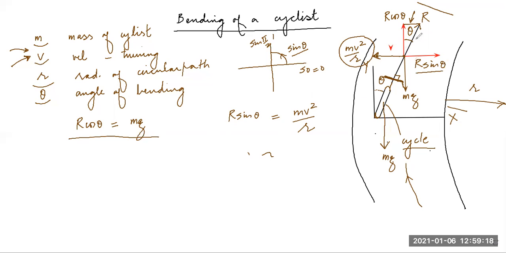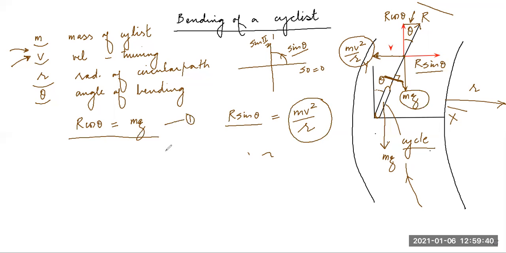So R cos theta, the component of normal reaction in upward direction, is balancing what? The weight of the cycle, mg, is my first equation. Then R sine theta, the component of normal reaction acting towards the center, is balancing centrifugal force, exactly acting in the opposite direction. So students, very simple.